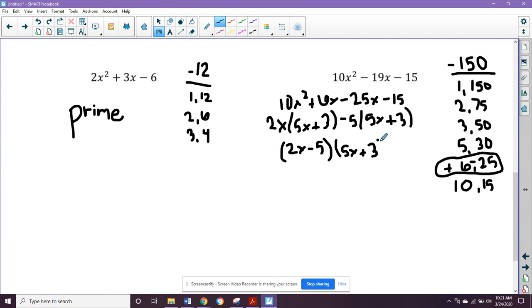And then we're done. And that's how you factor trinomials when A is not 1.